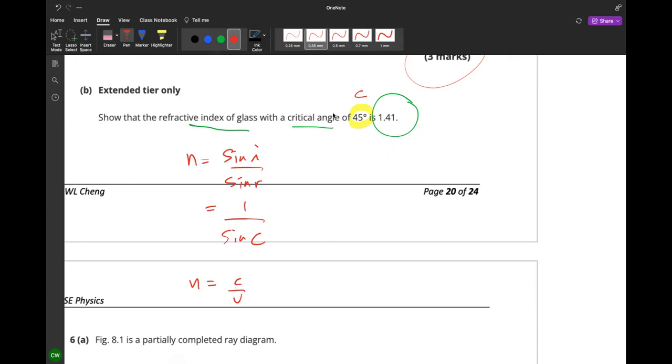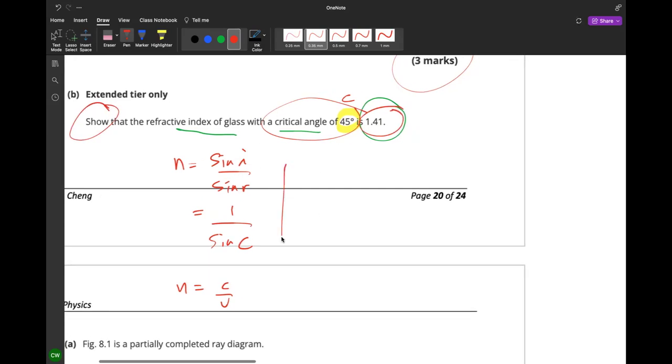So this one, you're given the critical angle and you need to show this value. Show, so you need to use the second formula. So n equals 1 over sin C. So this critical angle is 45. What is 1 over sin 45? You press the calculator. Can you get the value of 1 over sin 45? What is the value? How much is it?